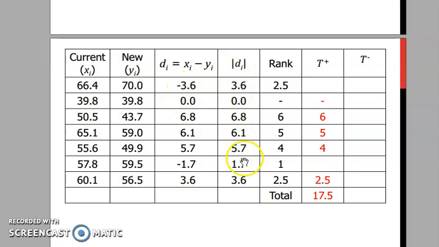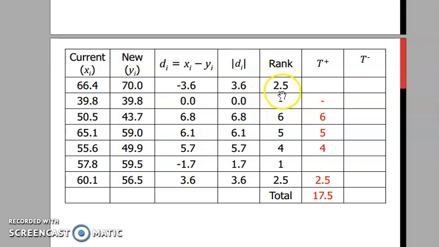So we have all this absolute value of the difference, and then we need to rank this absolute value. Before we rank the absolute value, we need to take out the observation that has zero difference. So the second observation, the difference is zero, so this is taken out from the calculation.